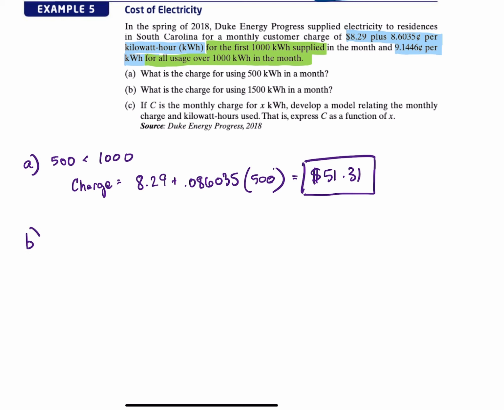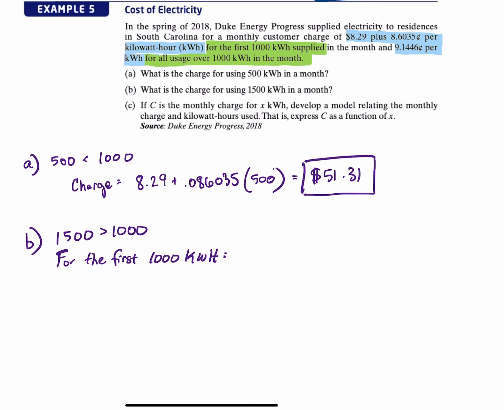Part B, what's the charge for using 1,500 kilowatt hours per month? So this is where it gets a little tricky. So 1,500 is definitely greater than 1,000. But we wouldn't just plug it into the second rate because we still want the first 1,000 hours to be charged under the first rate. So we need to think of it in two pieces. We can say for the first 1,000 kilowatt hours, we're going to follow the first pricing method.